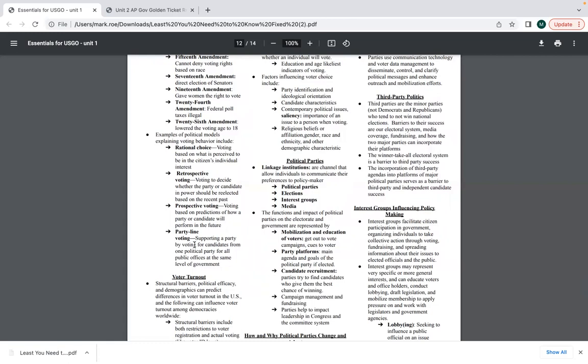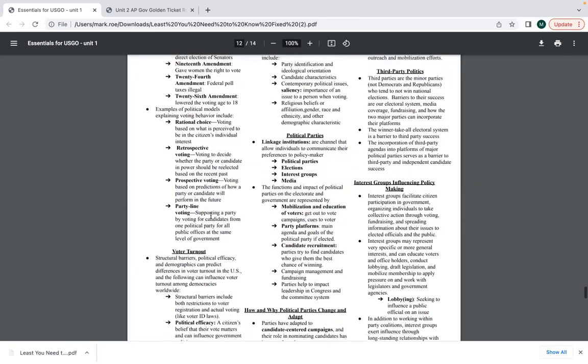Again, very common. Rational choice voting is based on the perception of who you think is the best candidate for the job. Retrospective voting, voting based on the previous actions, behaviors of a politician. And then prospective voting, looking at what they might accomplish in the future. Okay, so those are some big ones.